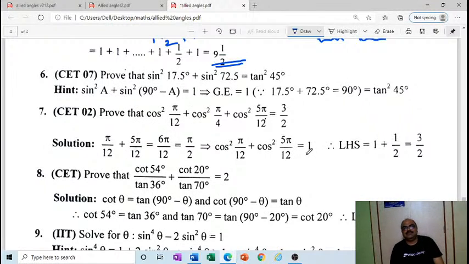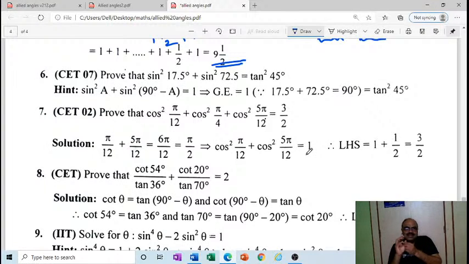Next, prove that sine square 17.5 degrees plus sine square 72.5 degrees is tan square 45. The moment you see the sum, you may think how this can be possible. But it is all so simple.